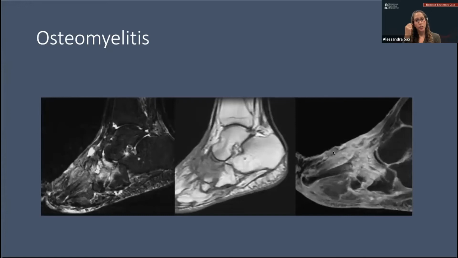Just like our previous case, this is just another picture of osteomyelitis. We've got edema at the midfoot. We've got an abscess here, marrow replacement and enhancement. Slam dunk for osteomyelitis on this one.